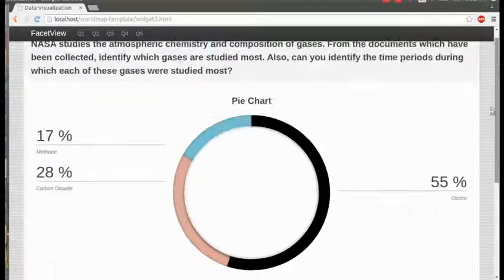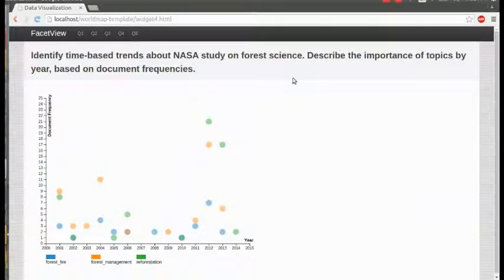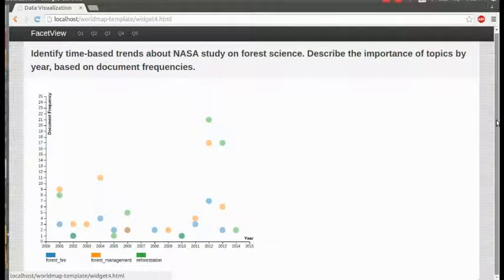Now let's move to query 4. Query 4 asks us to identify time-based trends in the NASA study of forest science. We can do this by describing the importance of certain topics related to forest science based on the document frequency. In this visualization, we have used the D3 scatter plot widget.